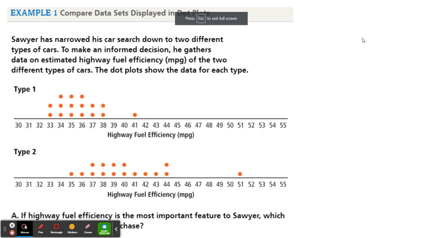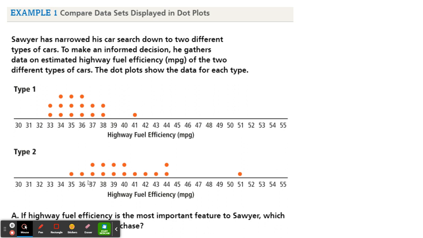So example 1 here. It says compare data sets displayed in dot plots, right? So first of all, what is a dot plot? Well, this is a dot plot down here, right? You have a number line that is labeled. This label is highway fuel efficiency in miles per gallon. And you have a scale, right? So we're counting by ones from 30 to 55, and then you have these dots.